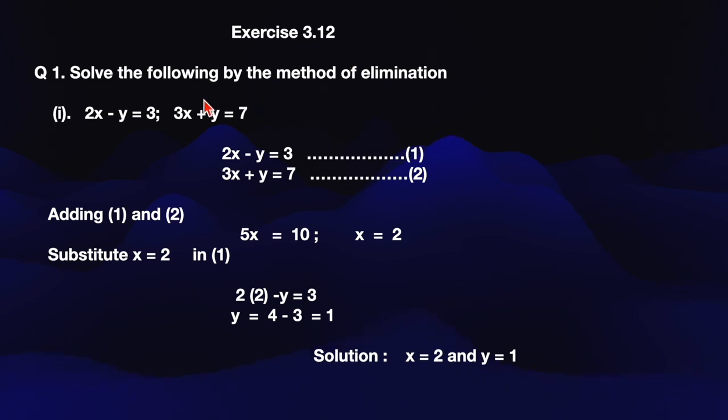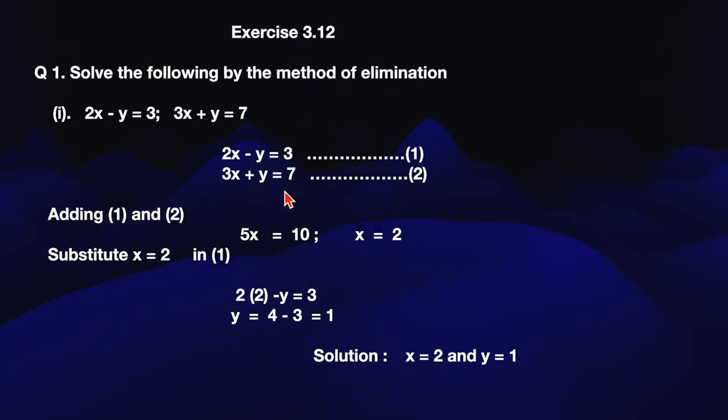Exercise 3.12. Solve the following by the method of elimination. So these are the two linear equations. Now what we are going to do is eliminate any one of the variables. You can eliminate x or y. Here in this sum I'm going to eliminate y because it's very easy.